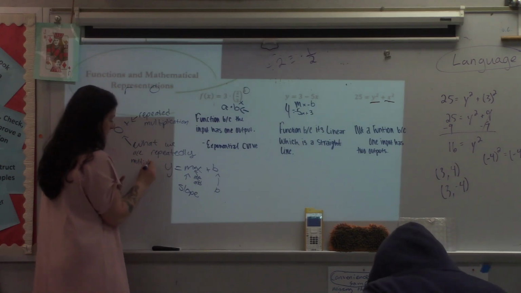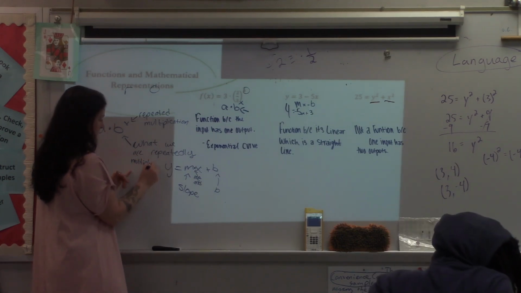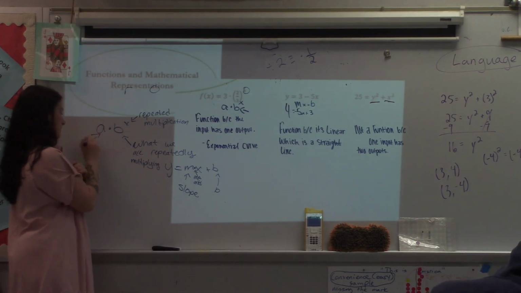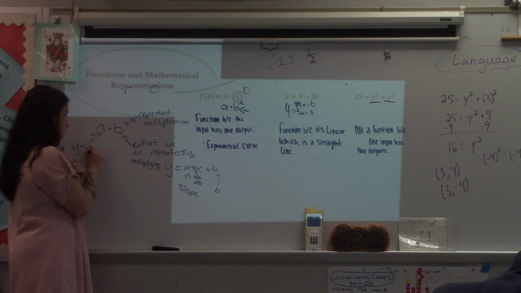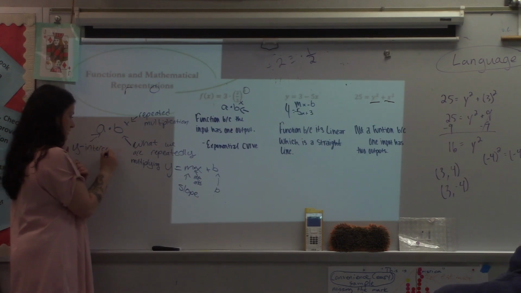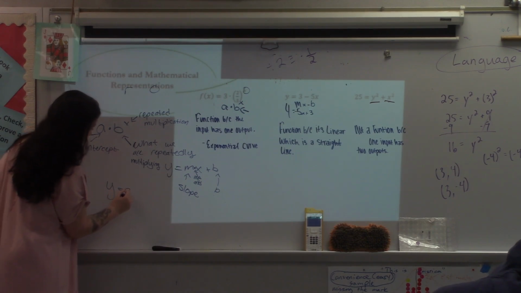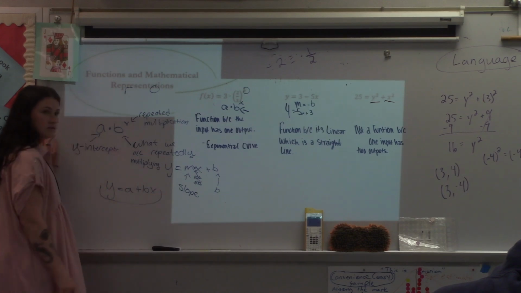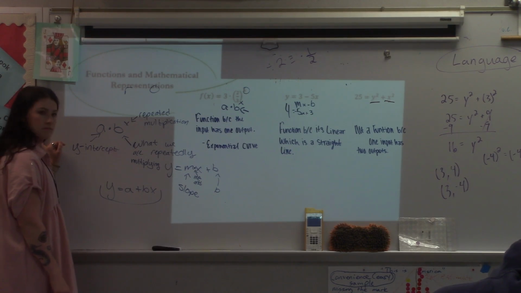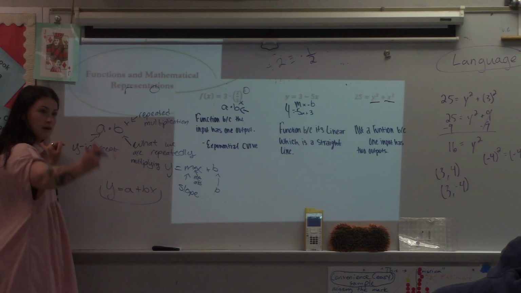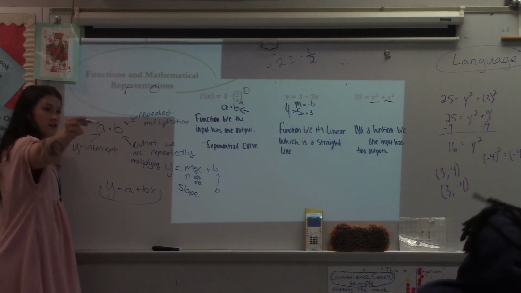And then what would our a be? This would be our y-intercept. Me and Mr. Kinney were also talking about this yesterday. y equals. What does this look like? It looks a lot like linear.